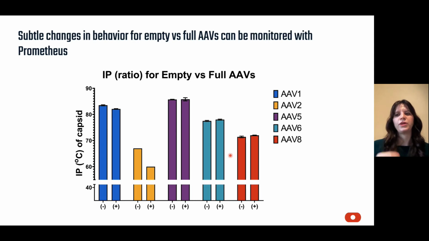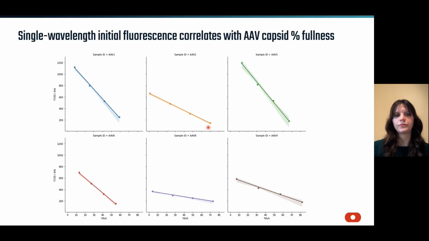Again, using the Ponto, we get highly reproducible data, which allows us to have these nice tight error bars that allow us to make very good decisions about if there's a significant difference between the behaviors. Now, thinking about that a step further, it's more important to be able to predict the fullness of your capsid.